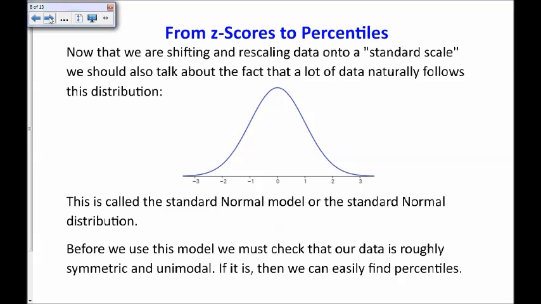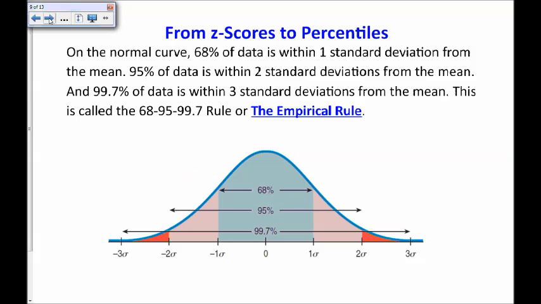Before we use this model, however, we must check that our data is roughly symmetric and unimodal, so it makes sense to use a bell-shaped curve like this. If it is, then we can find percentiles. But first, let's talk about a rule of thumb.